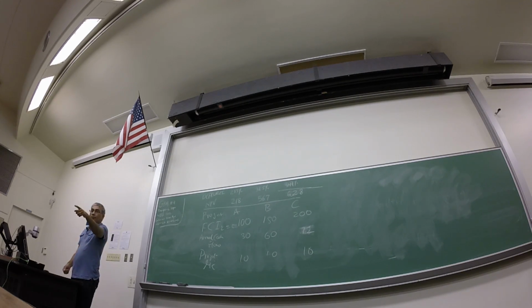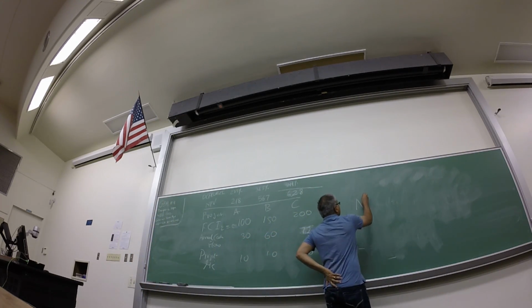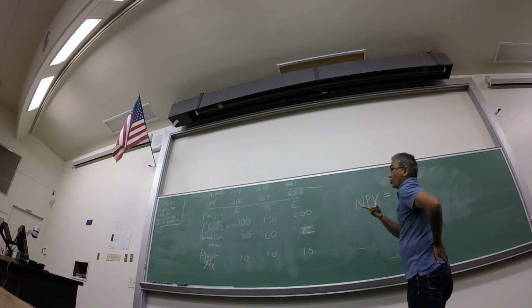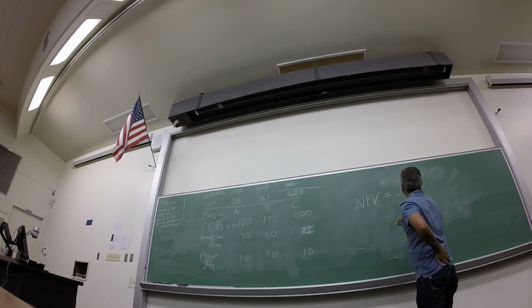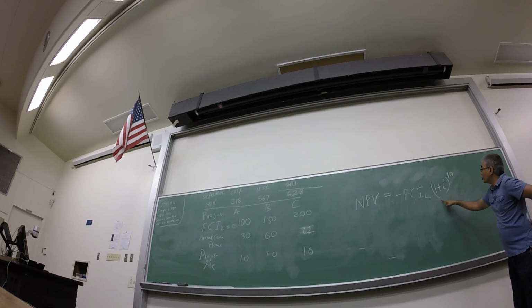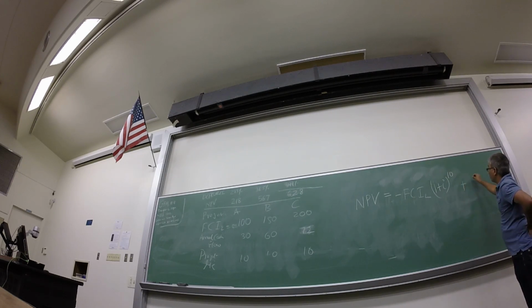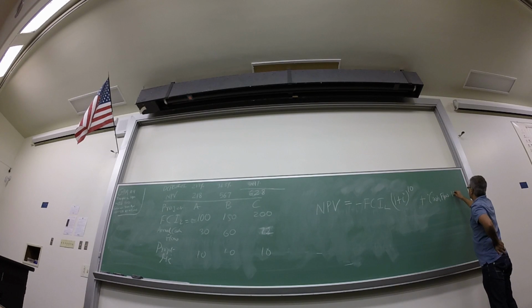Is it highest NPV or highest difference between what you borrowed and the NPV? No, because what you borrowed has already been taken care of to calculate NPV, right? So remember, what is NPV? NPV is what you borrowed, let's just call it FCI, times 1 plus i to the power 10, minus the yearly cash flow times 1 plus i to the power 10 minus 1, divided by i.